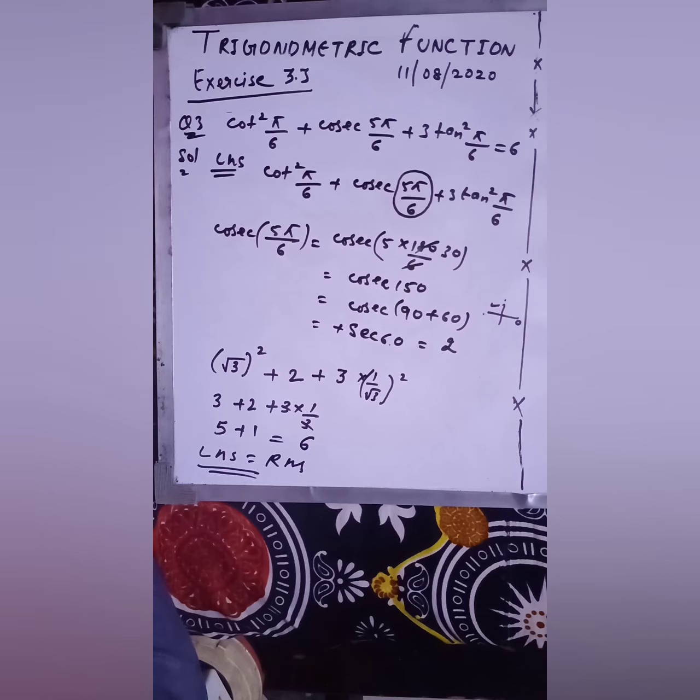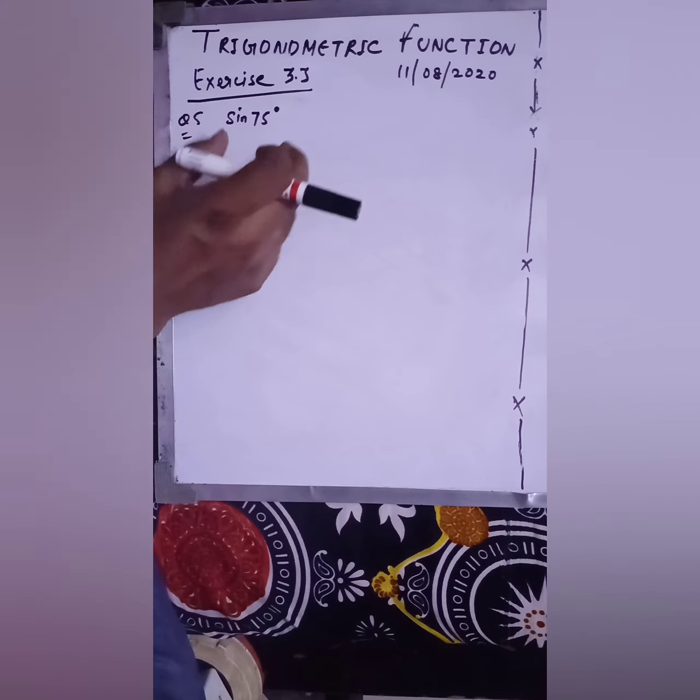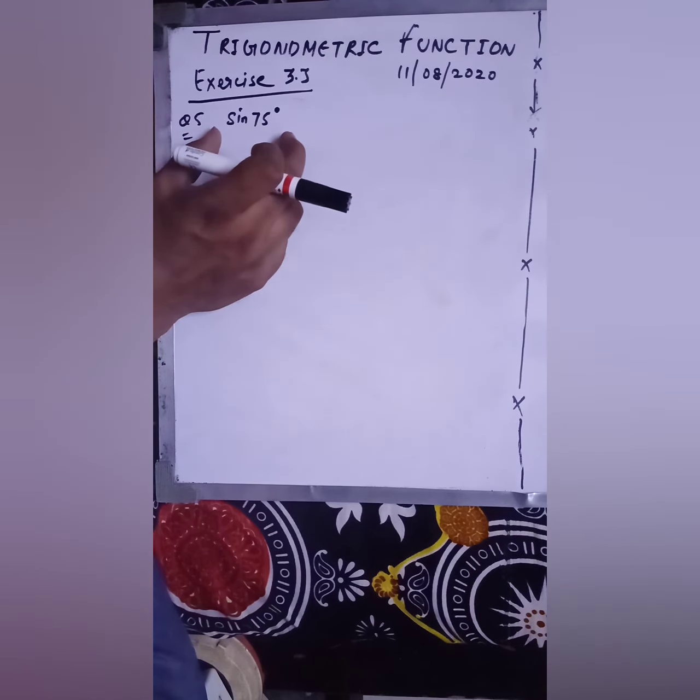Is it clear? So this is how you can solve question number 3, and question number 4 you can solve. Here I am solving question number 5. This is your question number 5 of the same exercise. We have to calculate the value of sine 75.